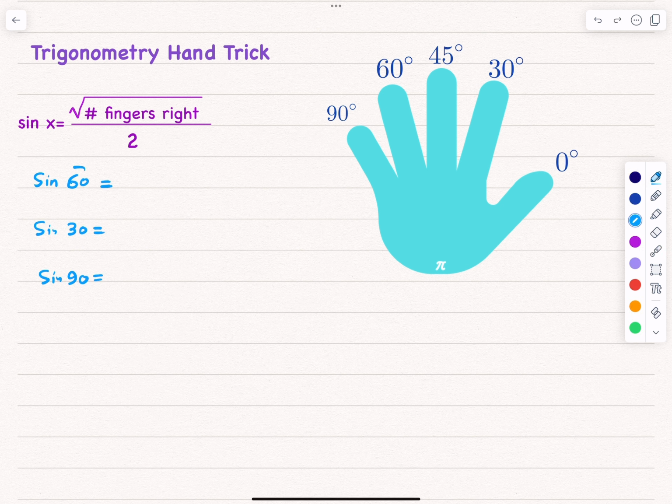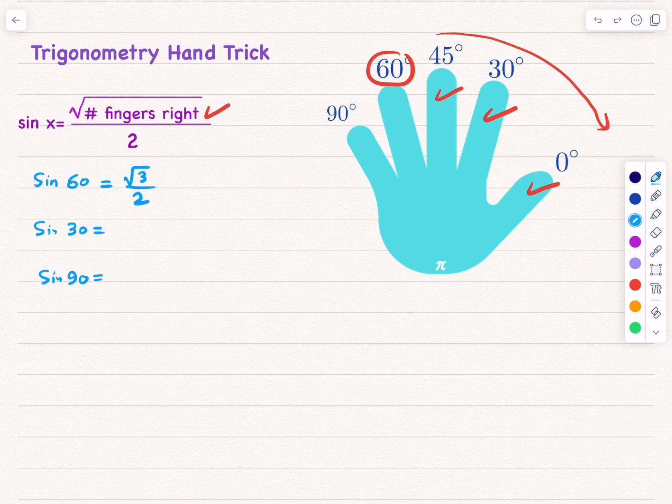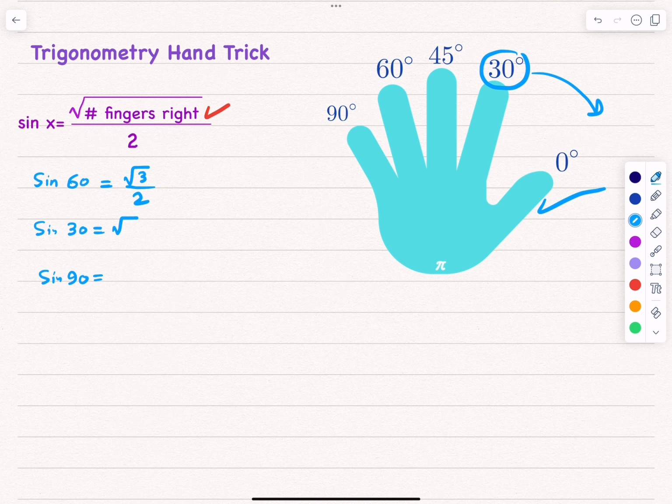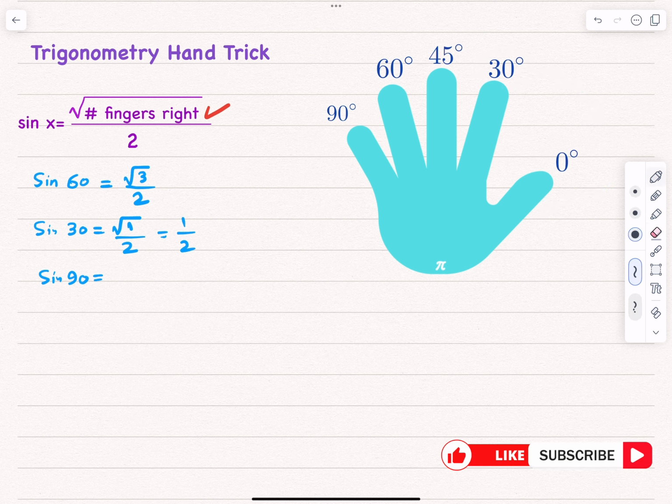Here we have sine of the angle 60, and angle 60 is here. As we see, to calculate sine of the angle 60, we will count the number of the fingers just on the right of 60, which is, as we see here, 3 fingers. So that's why it will be the square root of 3 divided by 2 as we have here. Another example, here we have sine 30. Here we have angle 30, and on the right of 30 we have only one finger. So that's why it will be the square root of 1 divided by 2, which is simply half. So sine 30 is half.